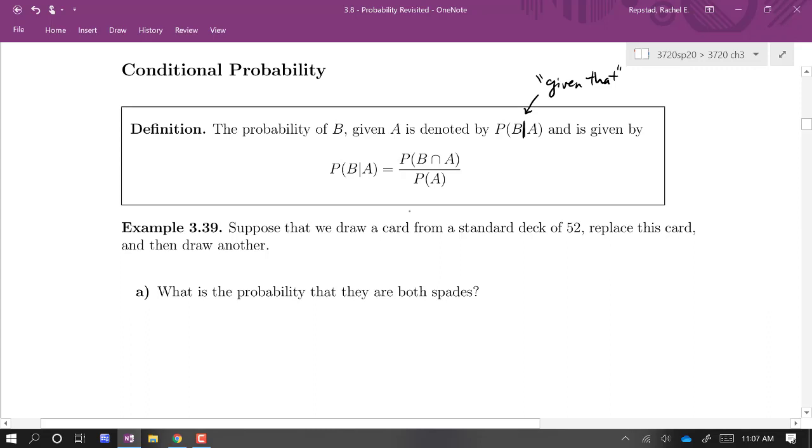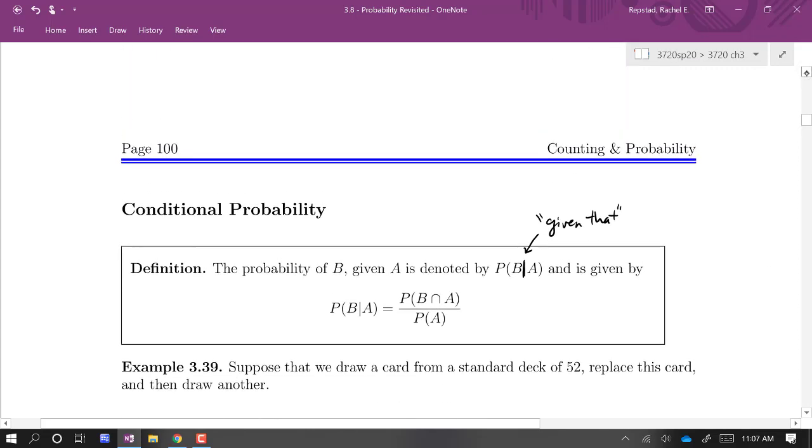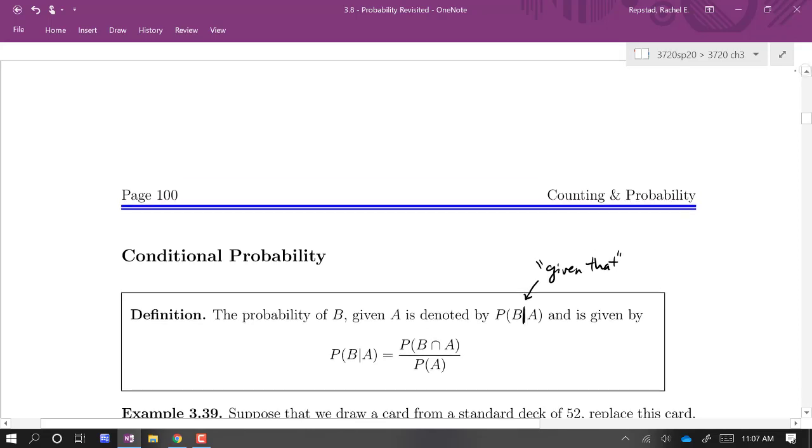Now, this is an intuitive way to define it, because of what a conditional probability does. I'm going to make some notes up here in the margin.